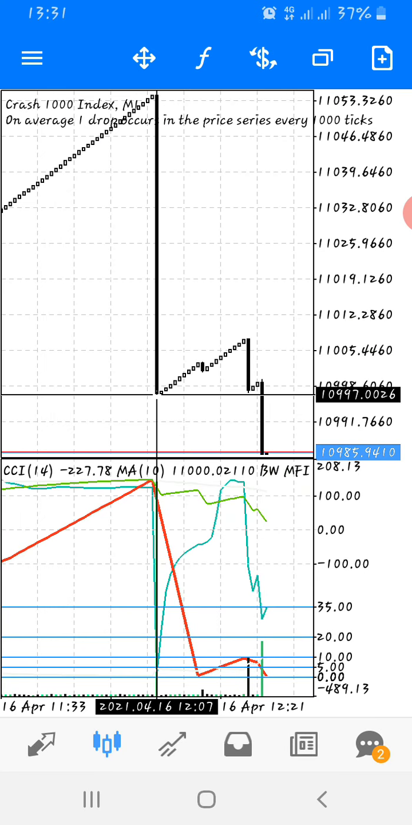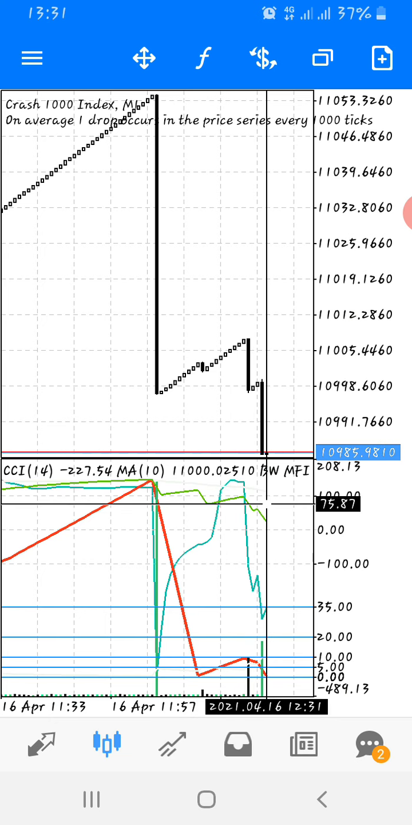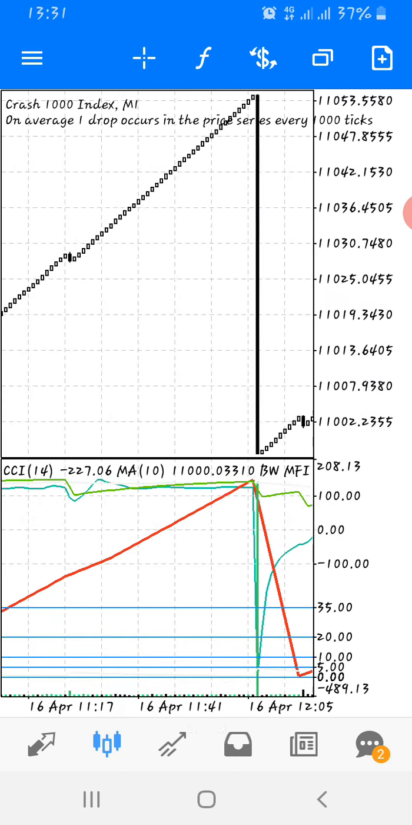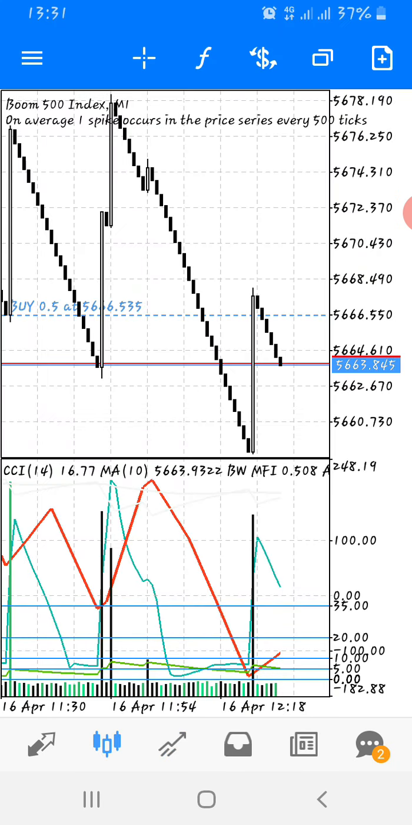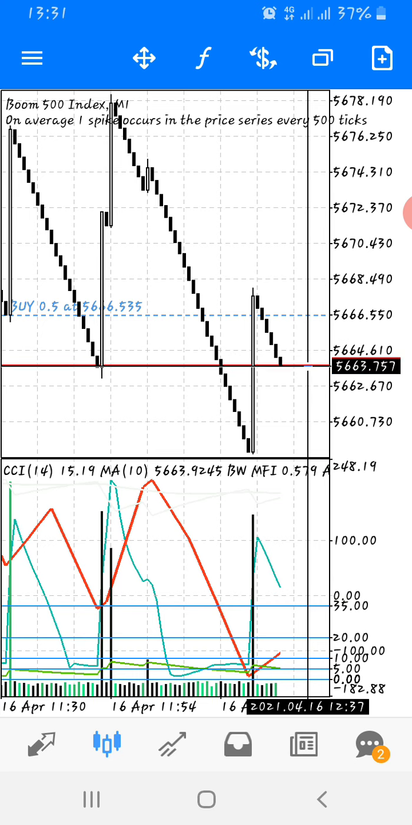Look, we got another spike. We got a black candle here which indicates another spike. Look, just after 2 candles, another spike. So, guys, we're waiting for a spike for Boom 500.